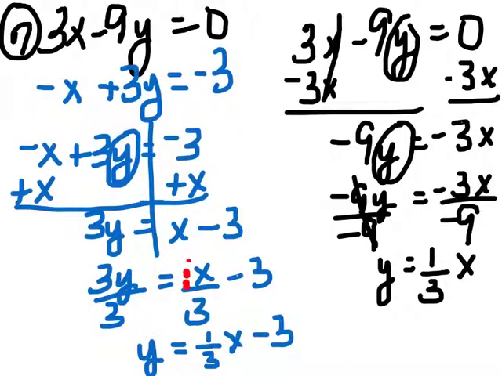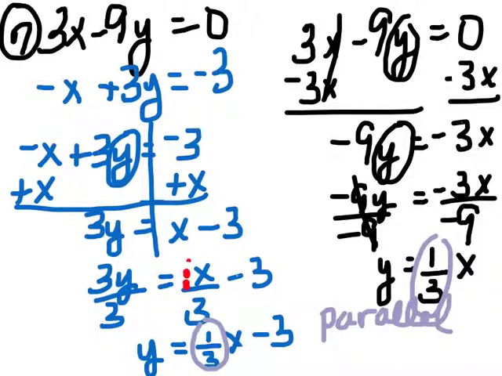I want you to look at the slopes. This has a slope of 1/3, and this has a slope of 1/3, but these are definitely not the same line. One has a y-intercept of 0, and the other one has a y-intercept of -3. What I know about these lines is that they are parallel because they have the same slope. Since they're parallel, they're never going to cross, are they? Since they're never going to cross, they're not going to have any points in common, so there's going to be no solutions.